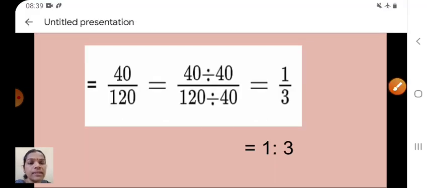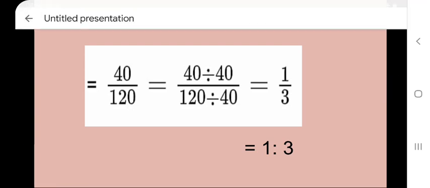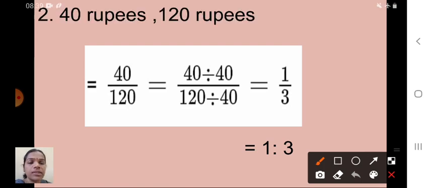Second sum is, see here, 40 rupees and 120 rupees. So 40 first quantity to the second one. That means 40 upon 120. Okay, so 40 and 120, what is the HCF of these two numbers? That is 40.